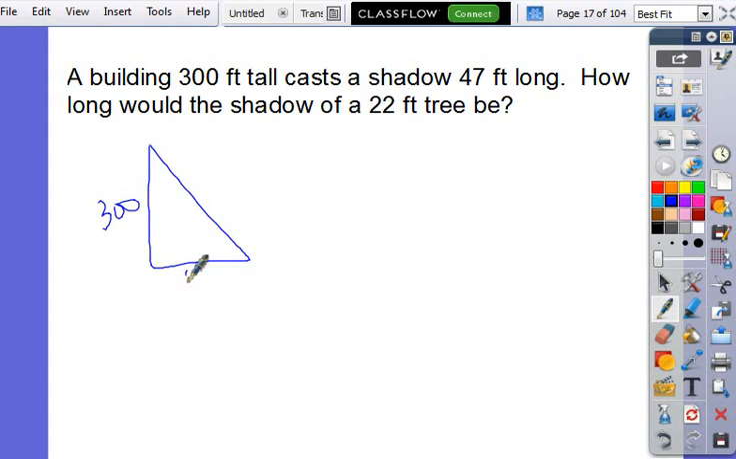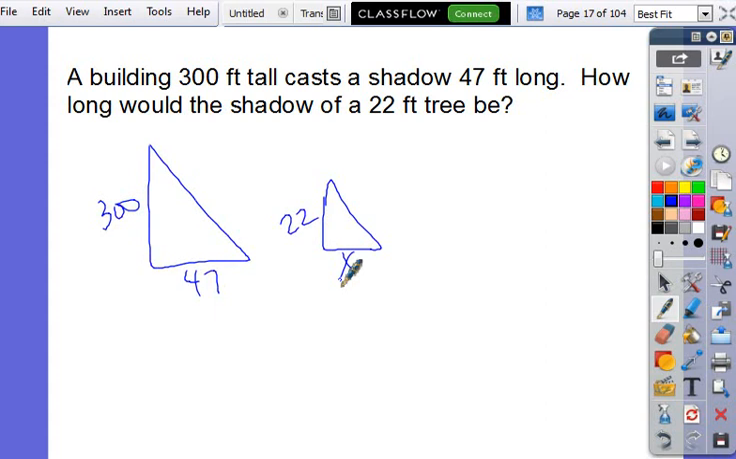How long would the shadow of a 22 foot tall tree be? So 22 feet tall for the tree is there. Where's the shadow? At the bottom. Set it up and solve it. Now they may even have questions like a person can do 20 problems in 15 minutes. How long would it take them to do 30 problems? You understand that's the same thing as this right here, right?